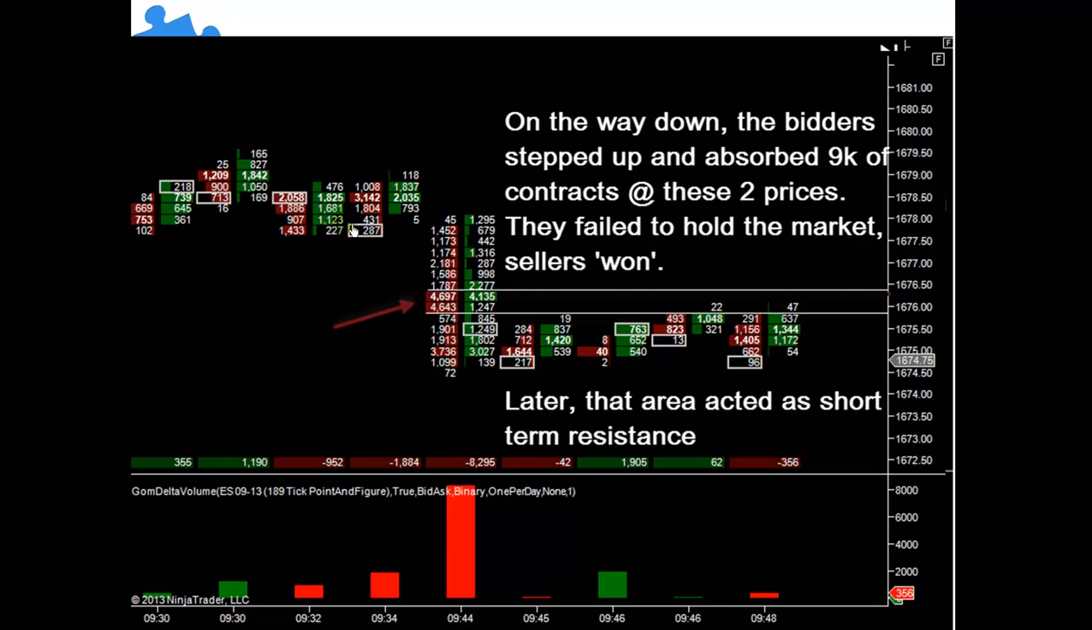Now in this image, we can see high volume occurred mid-range. Yeah, okay, it looks like a battle between the bulls and the bears.